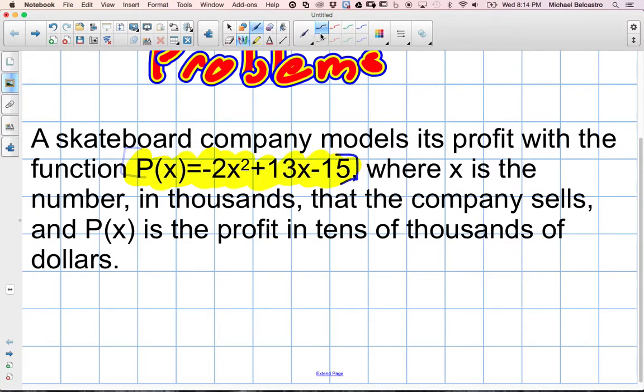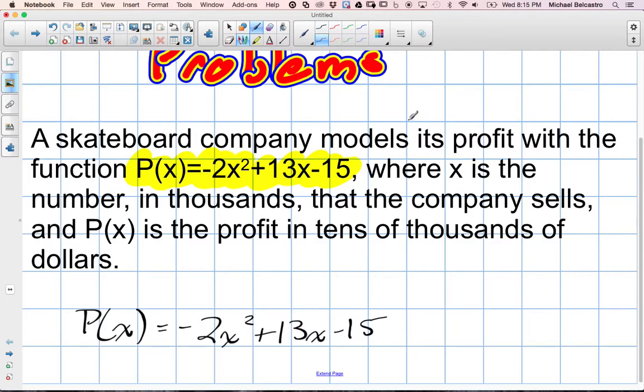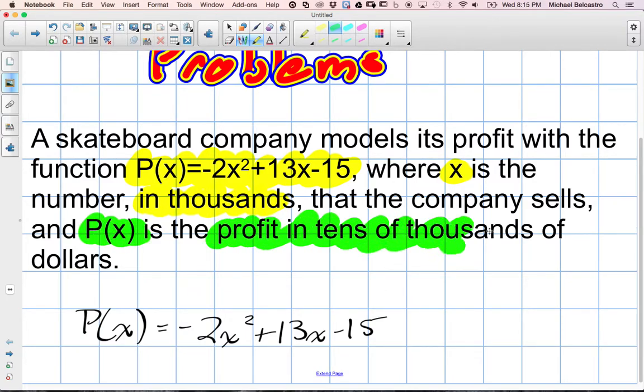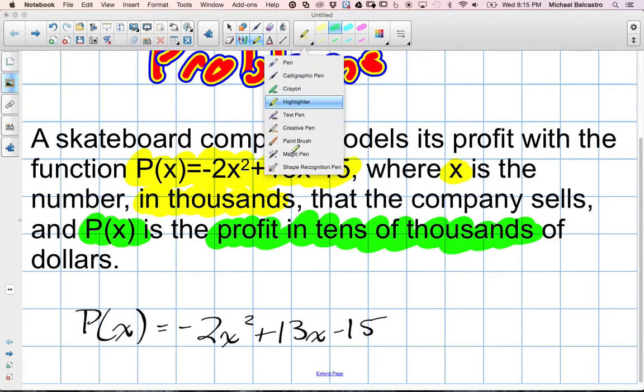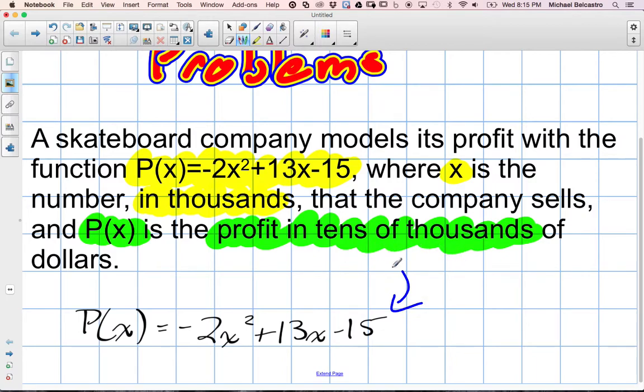And this function is a quadratic, so I'll write it out here. The profit with respect to x is equal to negative 2x squared plus 13x minus 15, where x is the number in thousands. That's important to know that x is in thousands, and P at x is profit in tens of thousands. Both of those are really important when we go to get our answers, because the numbers we're going to find in our function will probably be ones or tens, but we'll then have to multiply by 1,000 or 10,000, okay?